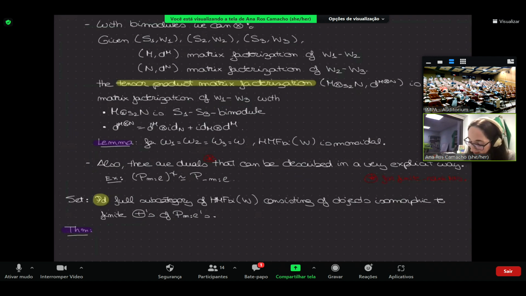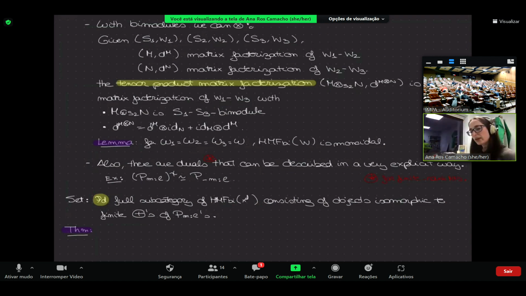I'm going to set PD to be the full subcategory of this HMFBI, excuse me, consisting of objects which are isomorphic to direct sums of permutation type matrix factorizations. I also didn't give you any detail of what the direct sum of matrix factorizations should be, but you can just take what you're suspecting this is.